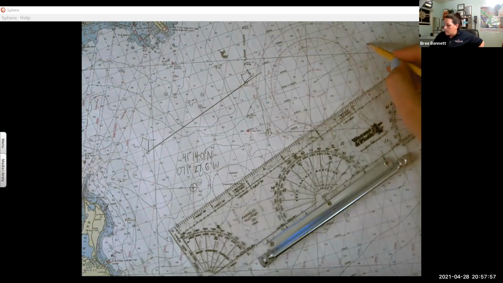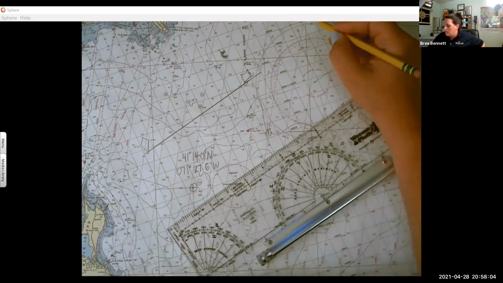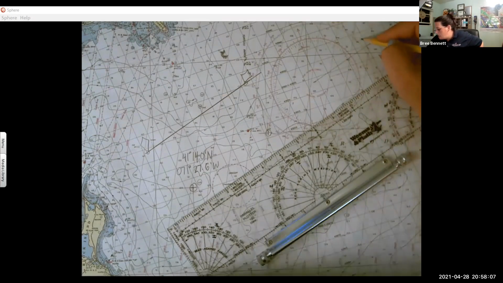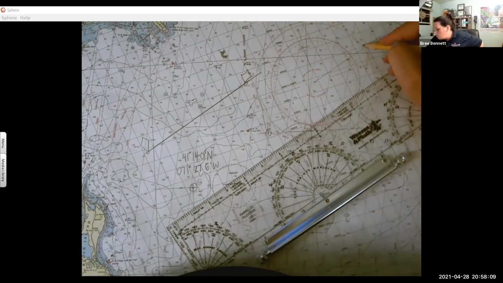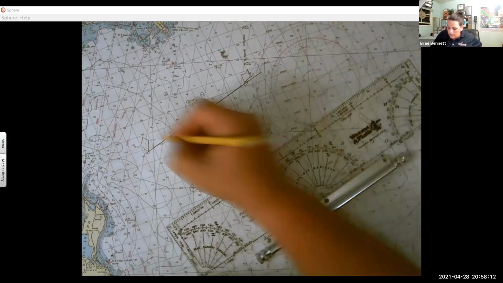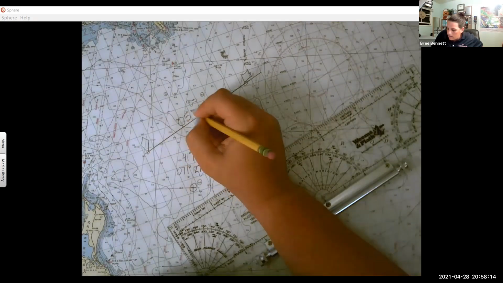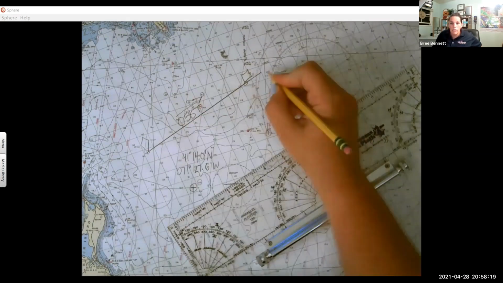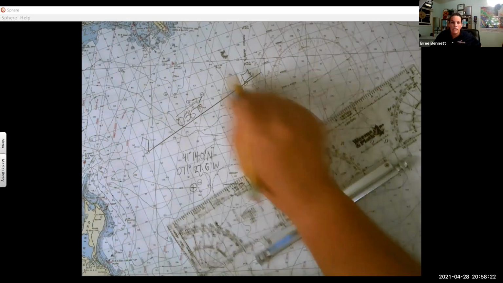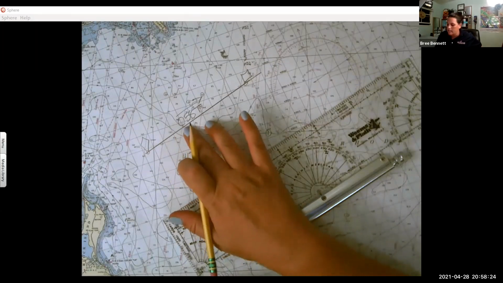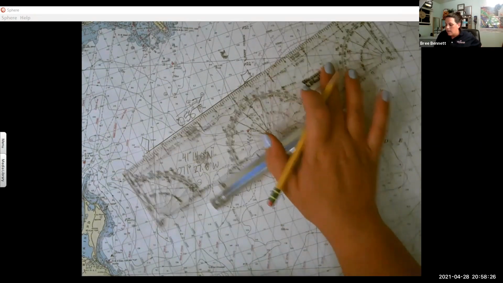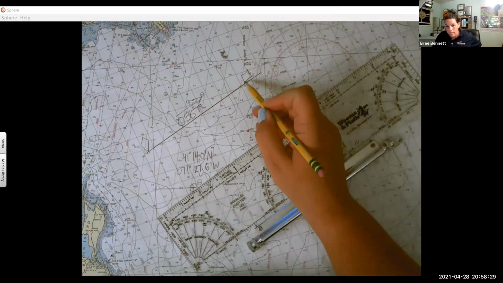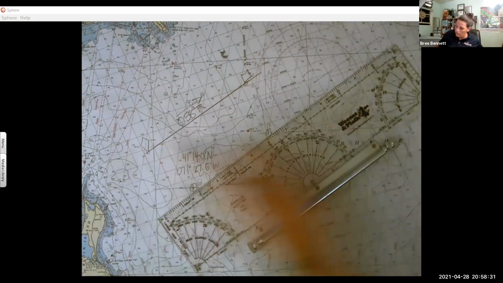So then I could see from the outer circle, which is our true, we have 0, and then we're going to go in between 50 and 60. I'm going to call that 058. I'm going to say 058 degrees true for going from this buoy to this buoy. So that's how I'm going to label this line. It's 058.